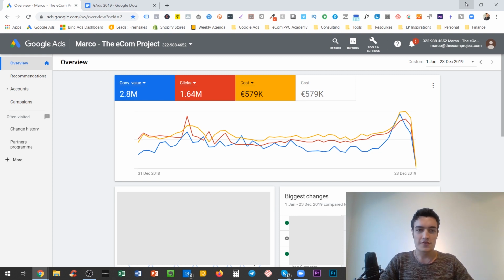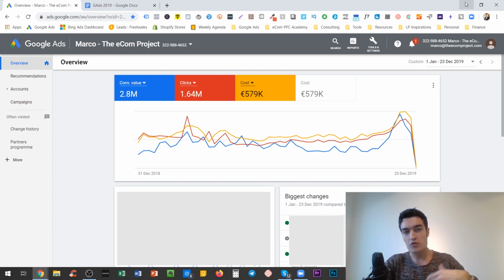So you see here my dashboard of the clients that are actually attached to my manager account at this point in time. And we see here around 2.8 million euros in sales for 2019. Now that's around $3.2 million.